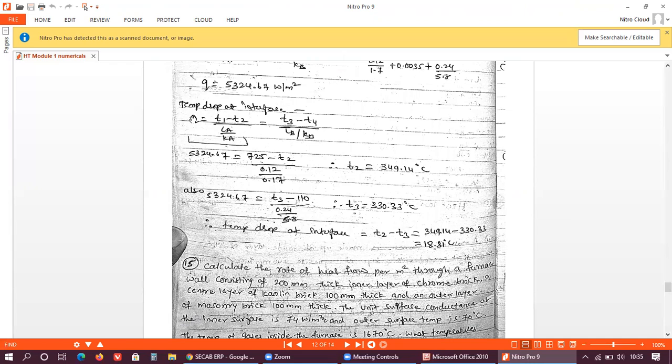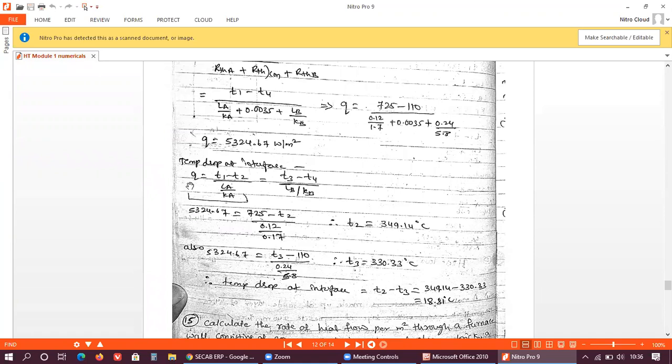Okay, now you equate this equation and this third equation. Equate these two now. We have already calculated the value of Q here. So you equate this Q with this second expression. From this you can calculate the value of T3. So you'll get T3 as 330 degrees Celsius, 330.33. If you get the temperature difference T2 minus T3, it is 18.81 degrees Celsius, which is the temperature loss at the interface, right?